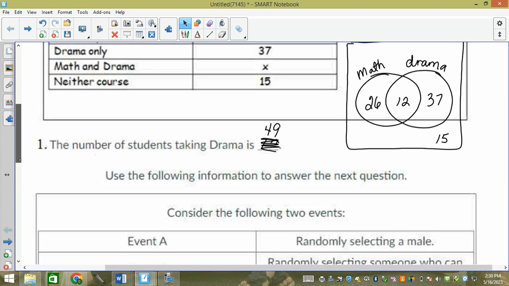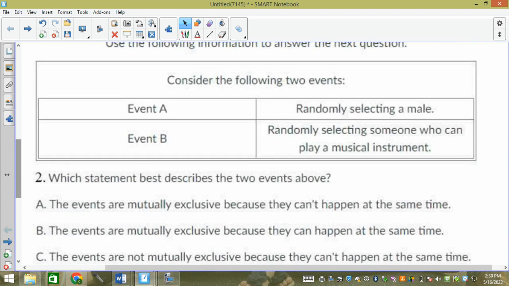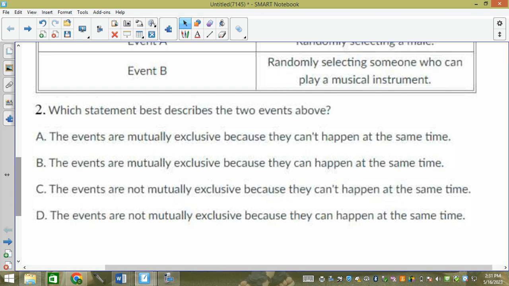Okay, here it says use the following to answer the next question. Event A is randomly selecting a male. Event B is randomly selecting someone who can play an instrument. Are they exclusive or not? They're not mutually exclusive. Mutually exclusive means they have no overlap, right? Males can play instruments. You can find one. So these are not mutually exclusive because they can happen at the same time.